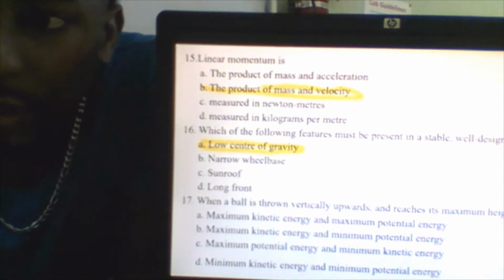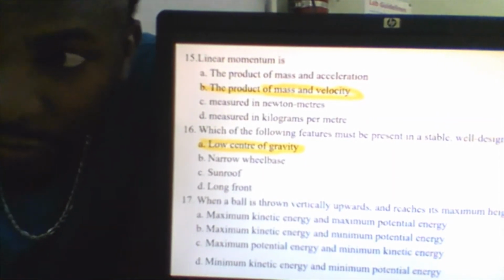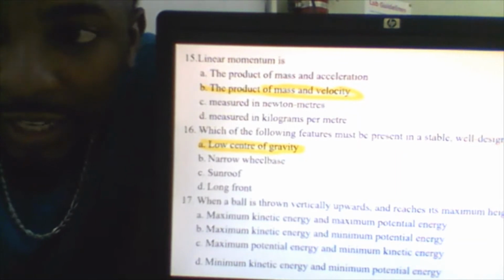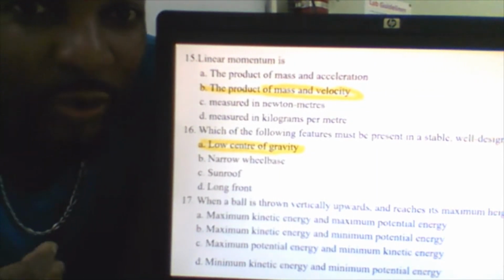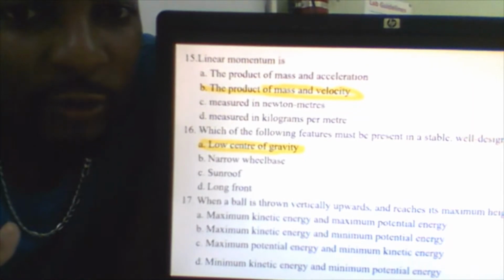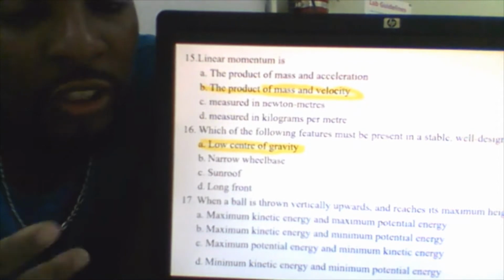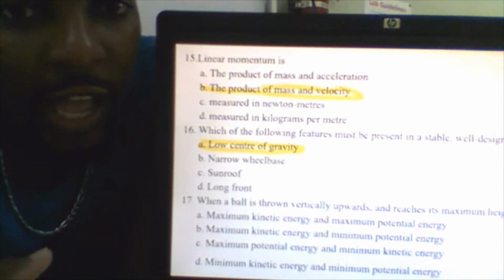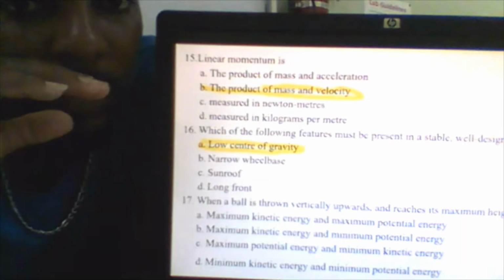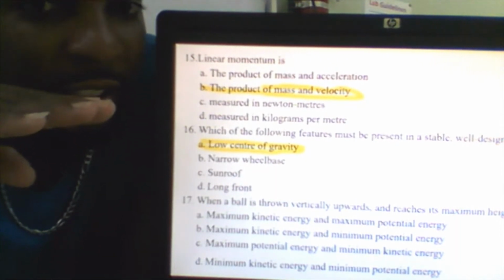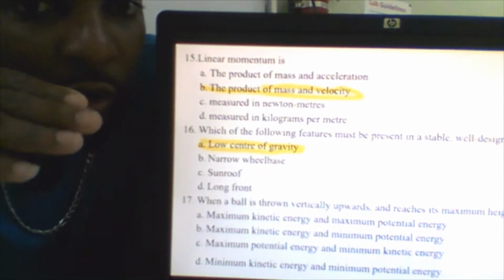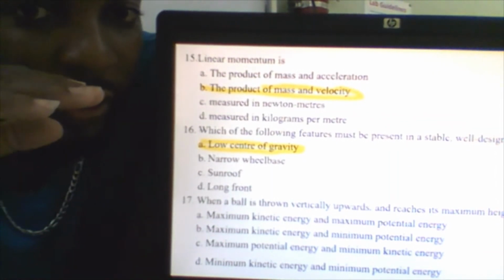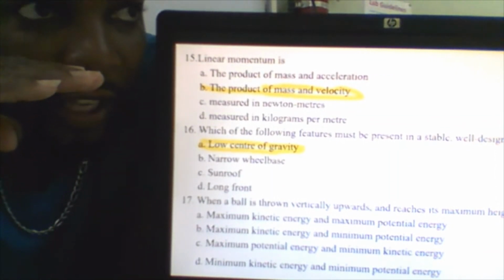Number 17, when a ball is thrown vertically upwards and reaches its maximum height, it has, and then we have options, maximum kinetic energy and maximum potential energy, and so forth. Alright, so this question is just like what you will see in cartoons. A cartoon character runs off a cliff or is shot into the air, and as you see them flying high up, they eventually pause, and not until they realize that they're up in the air do they look down and fall. At that point, when they're up in the air, they're stationary.